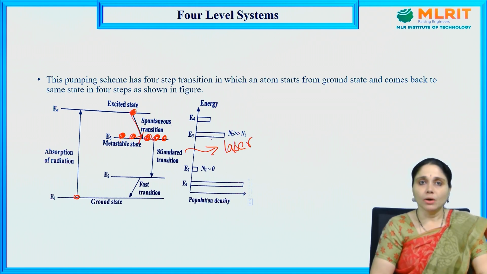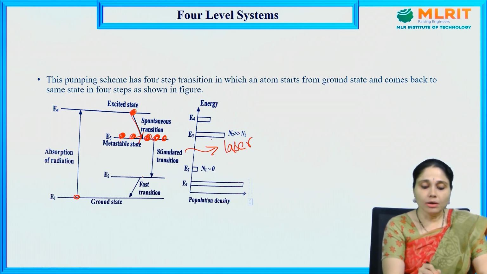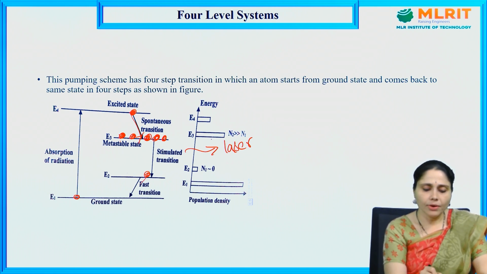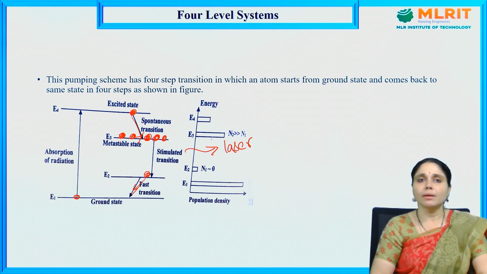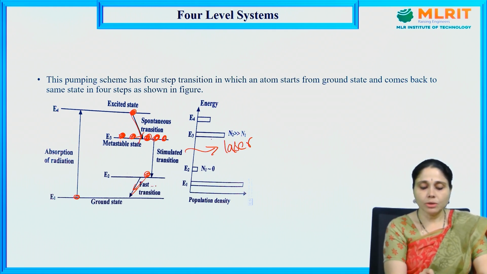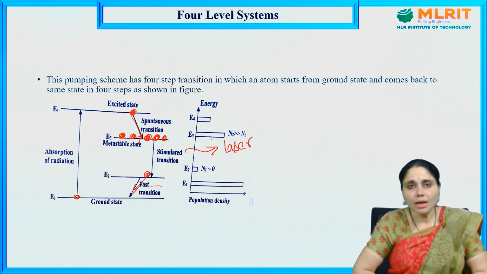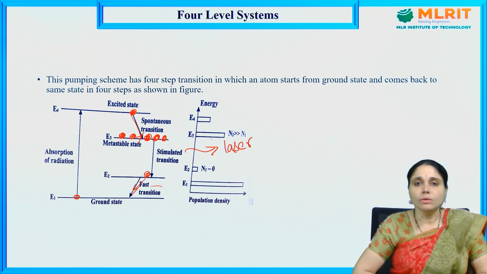Here the atoms are collected in the E2 state. Then from the E2 state they come to the ground state through a fast transition. This is about the 4-level laser system. So here we have learnt how pumping schemes work, what the components of a laser system are, and what the 3-level and 4-level laser systems are. In order to get a laser output, we need 3-level and 4-level laser systems. Thank you.